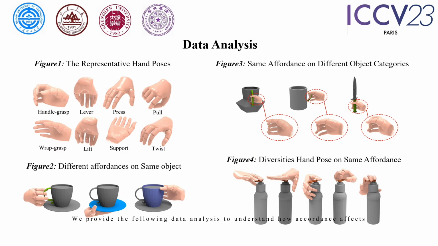In this part, we provide the following data analysis to understand how affordance affects the detailed arrangements of hand-object interactions, including showing the per-affordance representative hands, where the representative hand is defined as the nearest hand model of the mean intrinsic parameters for a specific affordance. Sampling the hand-object interactions on the same mug to reflect the distinctiveness of affordance-driven hand poses. Showing one affordance often leads to similar joint configurations for the interactions with several different object categories. And showing the hand-object interactions of the same affordance also exhibit a degree of diversity.